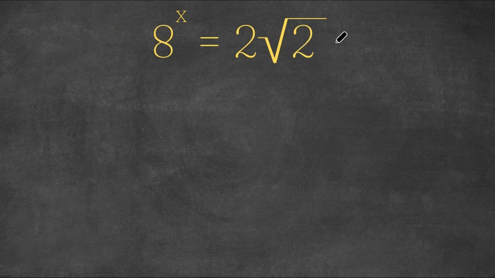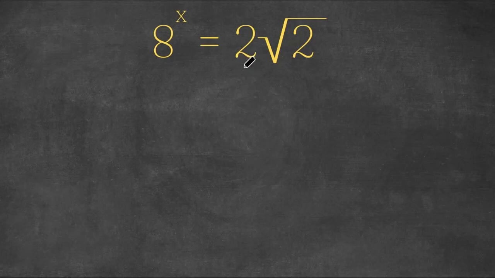Right here, we have our equation, 8 to the power of x equals 2 root 2, and our goal is to find the value of x. Whenever we're solving exponential equations, our main goal is to make our bases the same. Right here, you can see that our bases are different. We have 8 as our base on this side, and 2 root 2 on this side, and we want to find a way to make them the same.